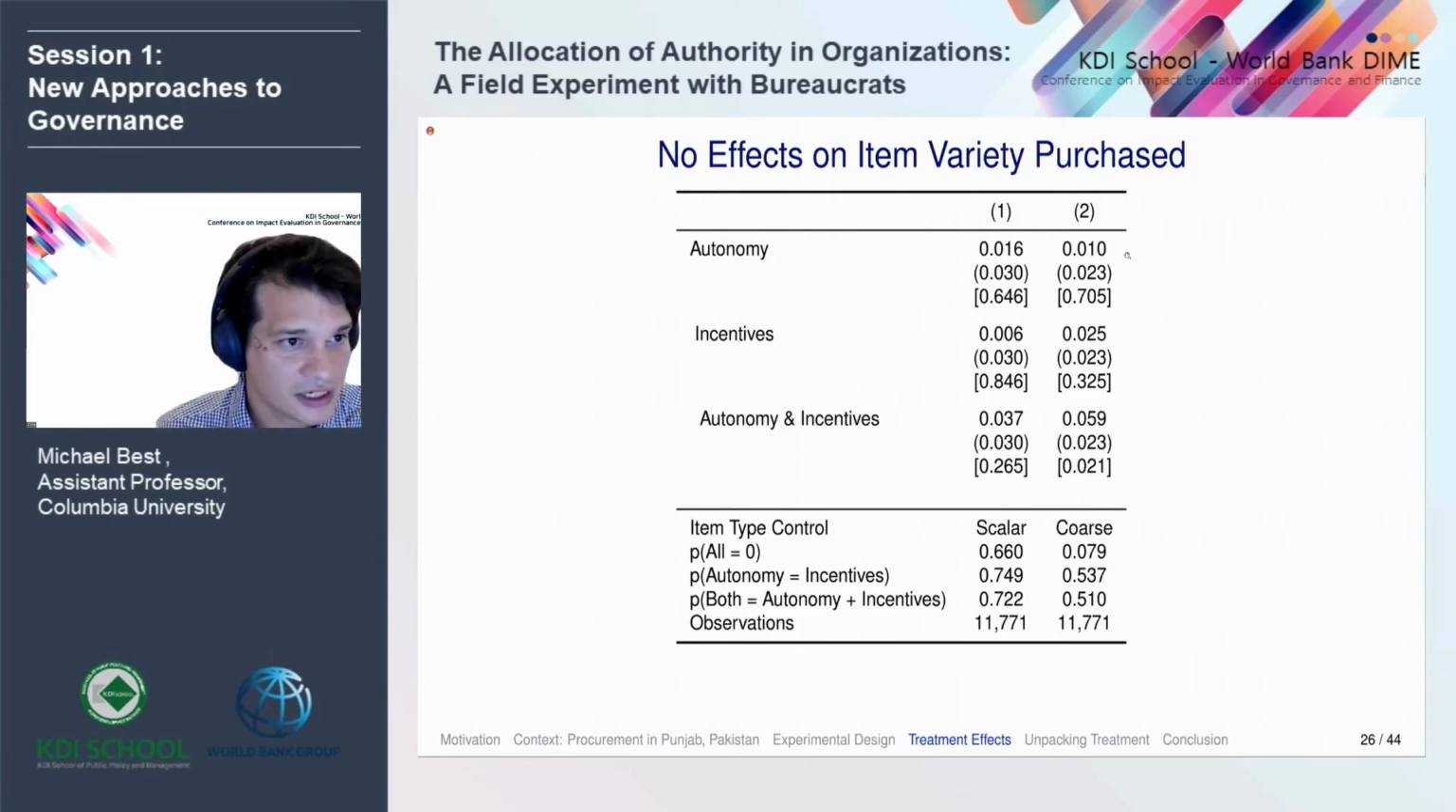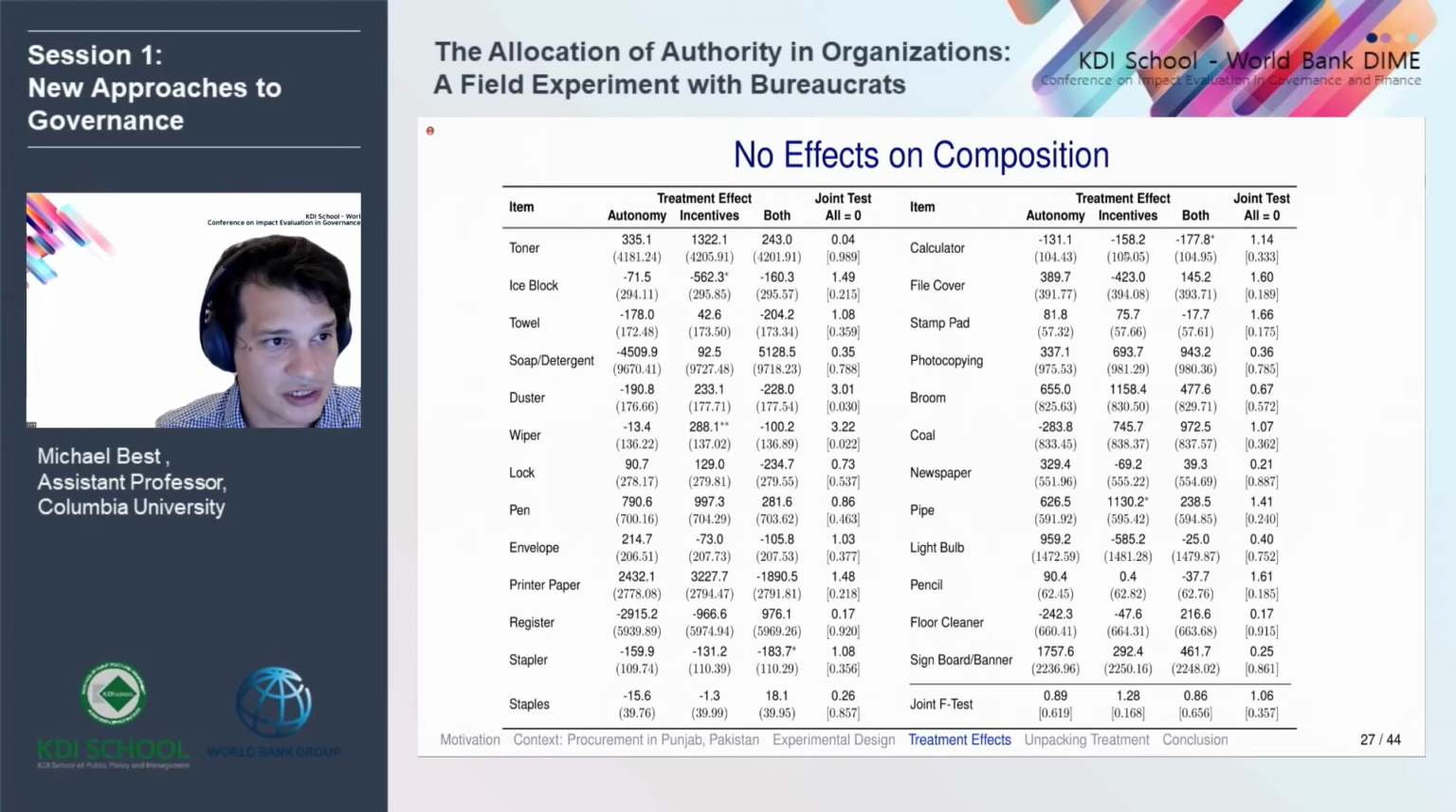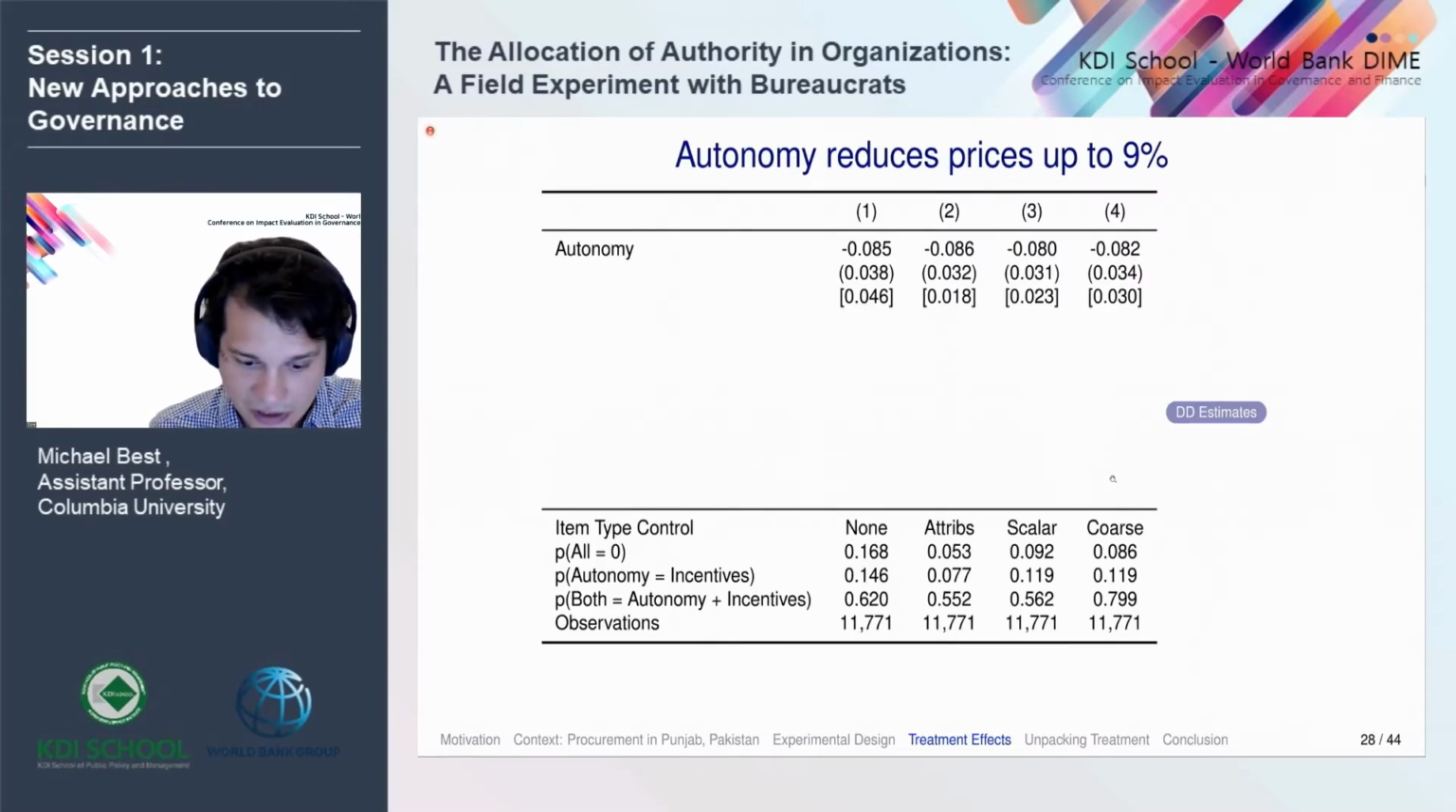There's also no evidence that they're changing what they spend across categories. So it doesn't seem like they're buying more toner or fewer light bulbs or anything like that. This is a quite bewildering table, but each of these is a particular item, and we're looking for whether there are changes in the amount that's demanded of each of these goods, and we see basically nothing in this table. So that means that they're not changing what type of things they buy. They're not changing how much of these things they buy.